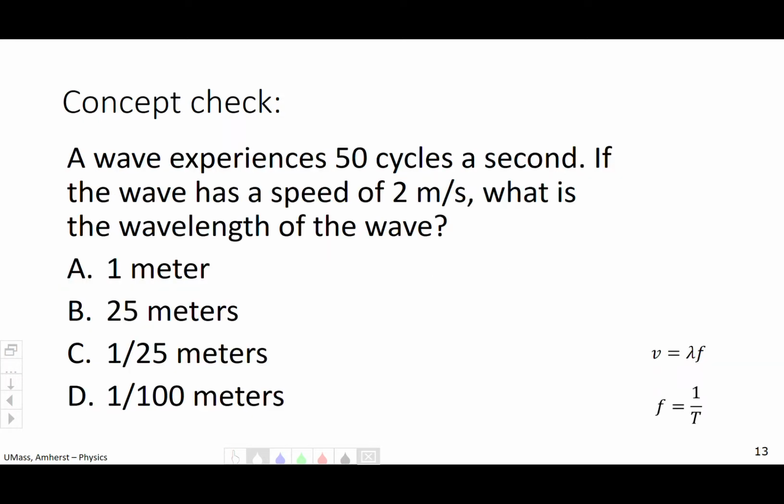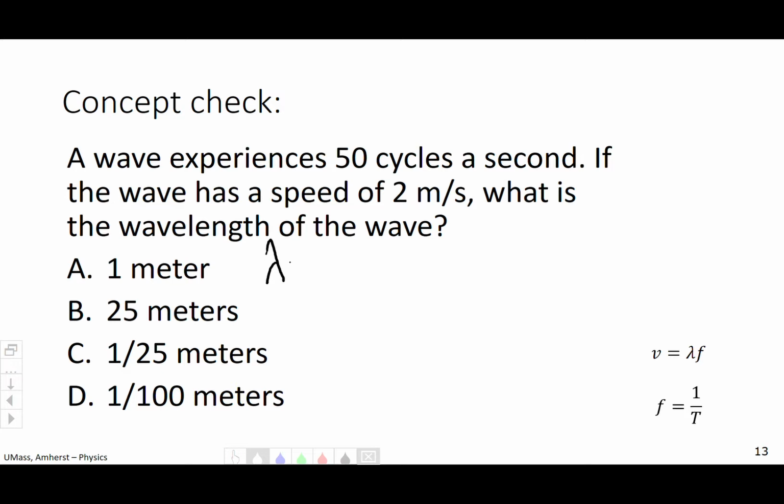So let's check it. A wave experiences 50 cycles per second. That's 50 hertz. If a wave has a speed of 2 meters per second, what is the wavelength of the wave? So go ahead, pause this, come up with an answer, and then we'll come back. All right, so you should have an answer by now. Let's figure it out. So what is the wavelength of the wave?